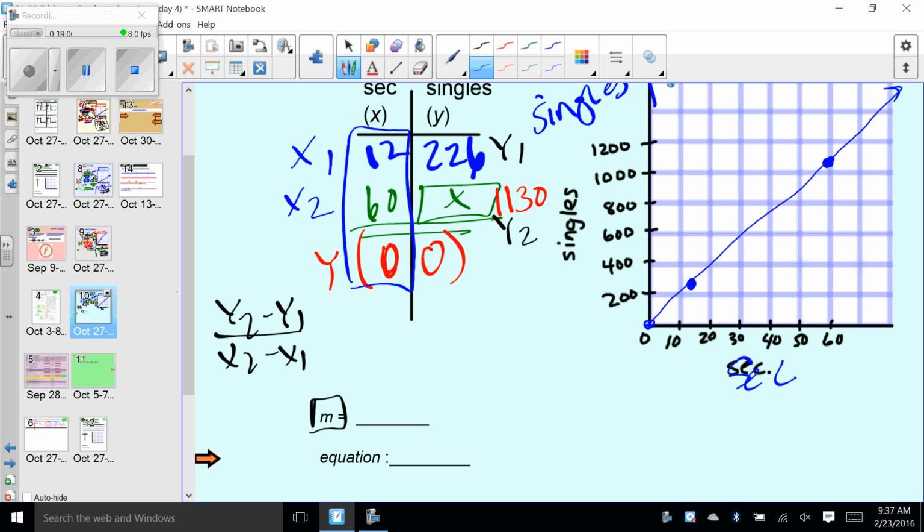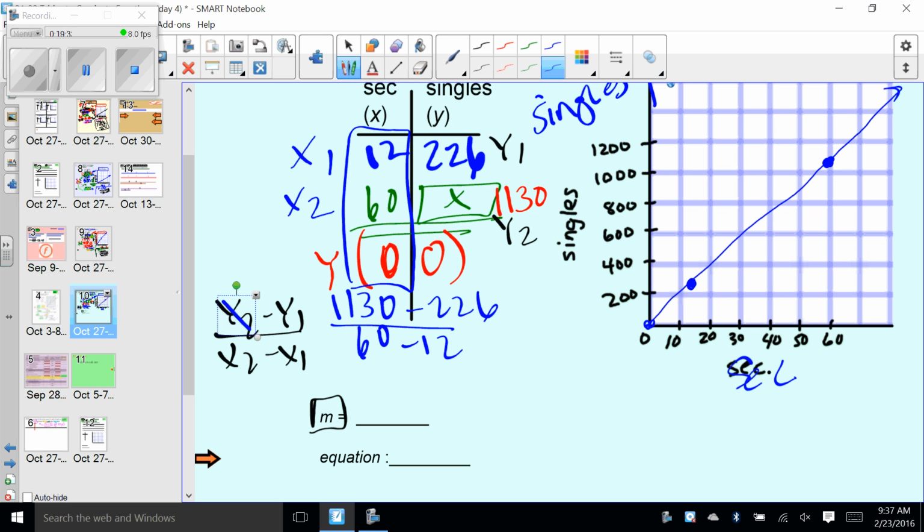You could also rise run it, and you could also find the unit rate where you get a denominator of 1 if you prefer. It's just that it's a little bit sloppy for me to do those, and I prefer this method right now. We have 1130 minus 226, those are my y2 minus my y1. In the denominator, we have 60 minus 12. So we're going to go ahead and find that slope then, the rate of singles per 1 second is what we're looking for here.